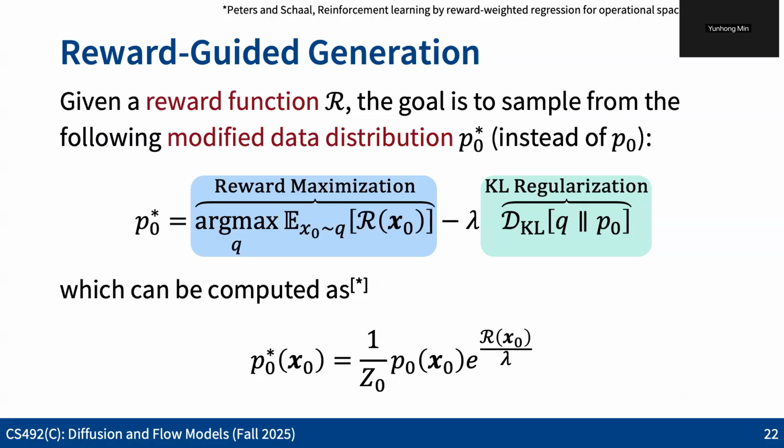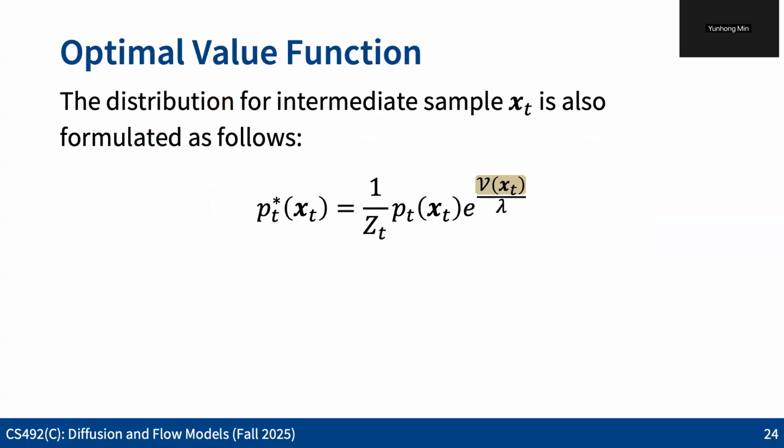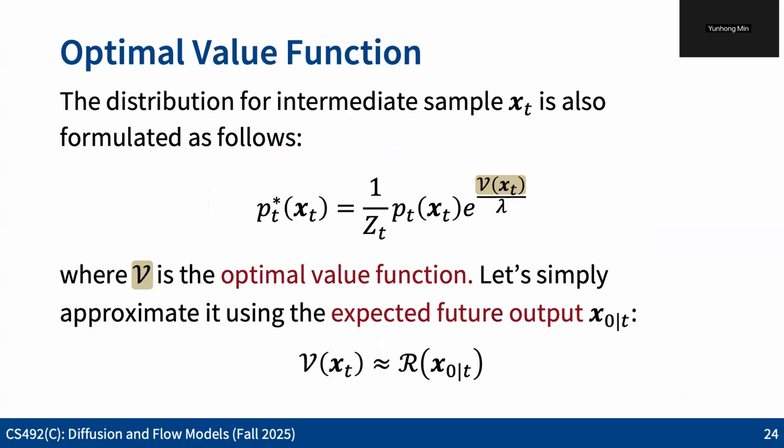And based on the formulation for the new data distribution, what we just need to do is derive the distribution for the intermediate data point xt here, and then also approximate the optimal value function in this way.